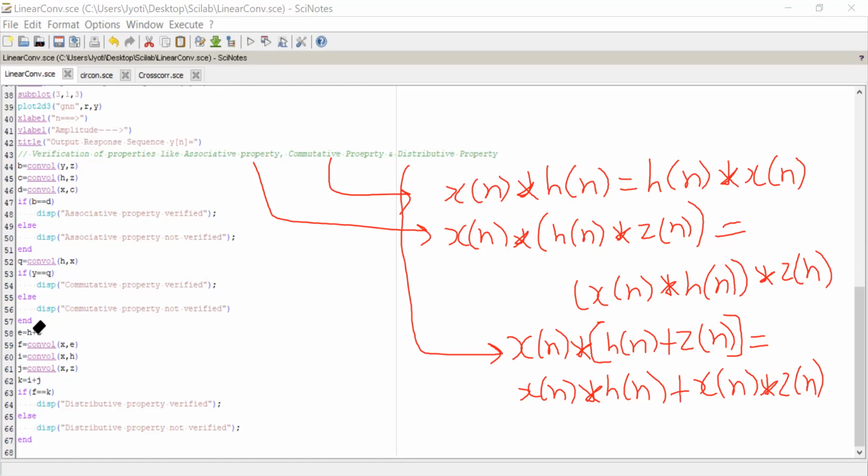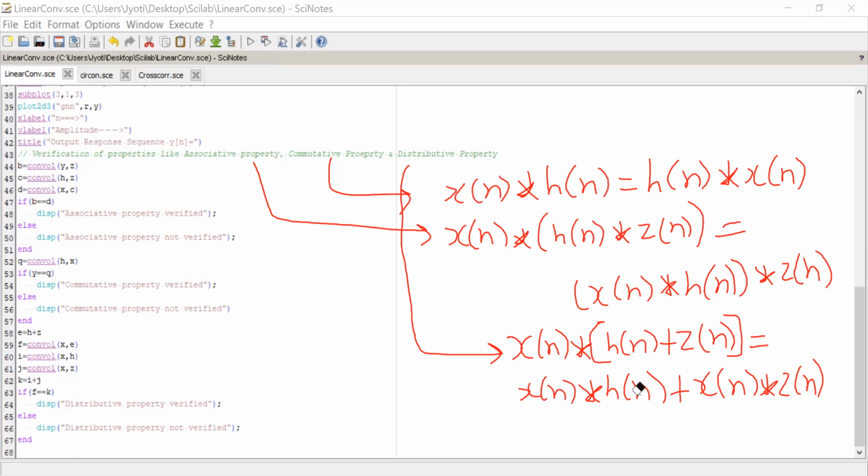For distributive property, first what I have taken, E is equal to h plus z. That means first this part you have to do, h plus z. We need to add these two sequences, h of n and z of n. First I added that and equated to E. Then I have calculated the convolution of x with E. Okay, this x with this E part. That will be stored in F.